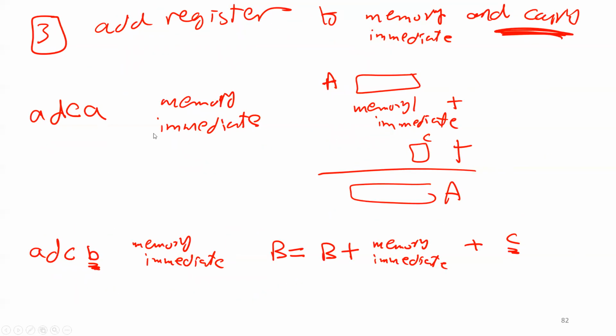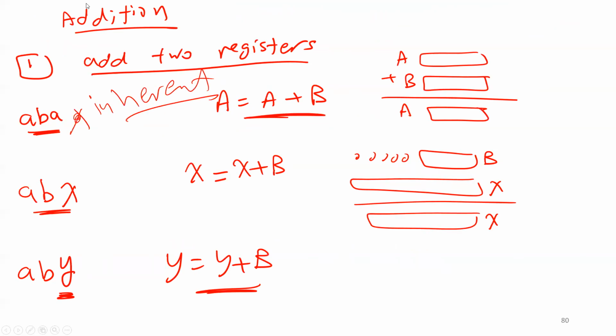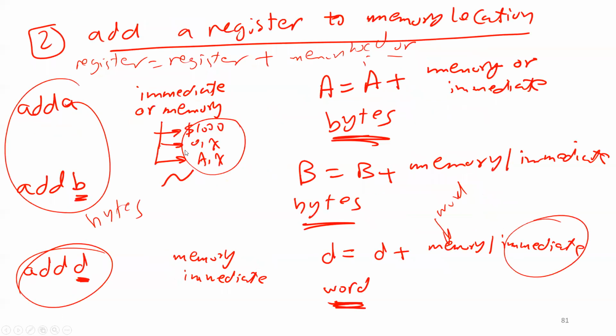Let me summarize them again, guys. For addition, we have only 3 instructions to add 2 registers: A plus B with the result in A, B plus X with the result in X, and B plus Y with the result in Y. Or if you want to add a register to a memory location or immediate value, we have only 3. Add A, and here you put one operand. This operand can be an immediate value or a memory location. Same thing for add B. So this one is going to add A plus an immediate value or memory location, and store the result in A.